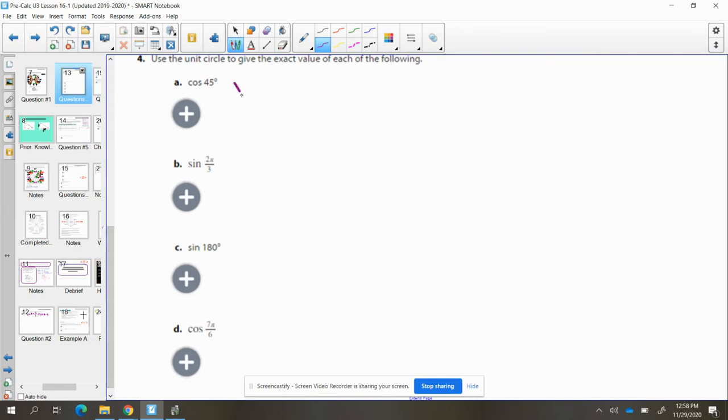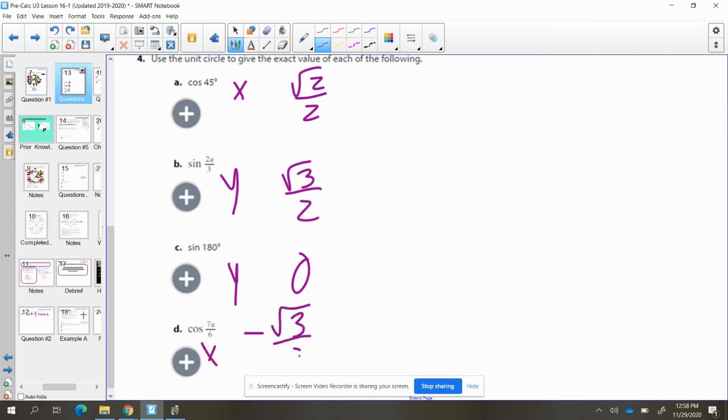Again, cosine is the x value, so square root of 2 over 2. Sine is the y value at 2 pi over 3, which is square root of 3 over 2. Sine of 180 is the y value at 180, which is 0. And cosine of 7 pi over 6 is going to be your x value, so negative square root of 3 over 2.